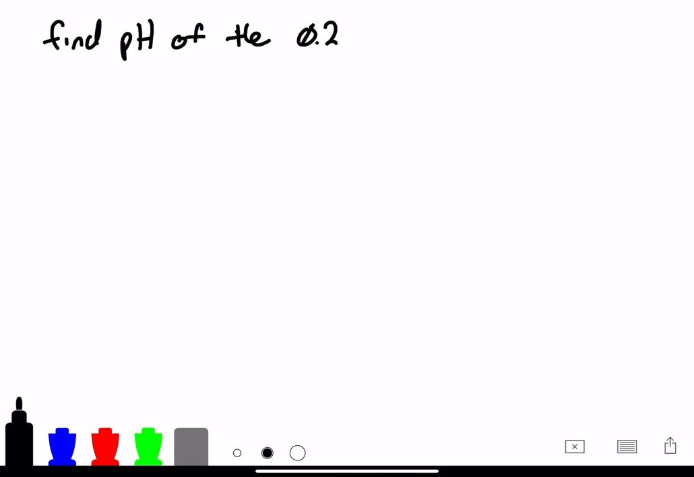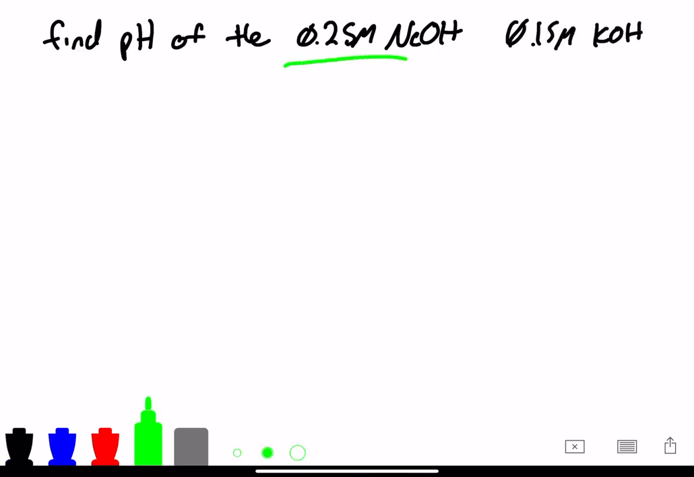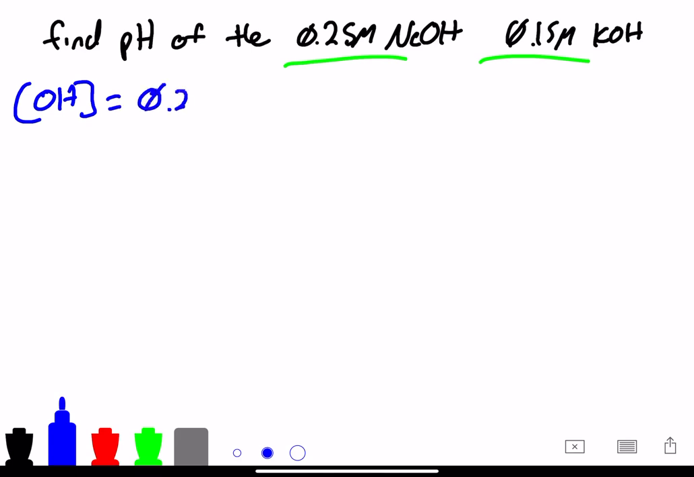So for example, if I asked you to find the pH of the following basic solutions. So we're going to have 0.25 molar NaOH and a 0.15 molar KOH solution. Now, both these happen to be strong bases, which means in solution our concentration of OH is going to be, we'll do the first one, 0.25 molar.